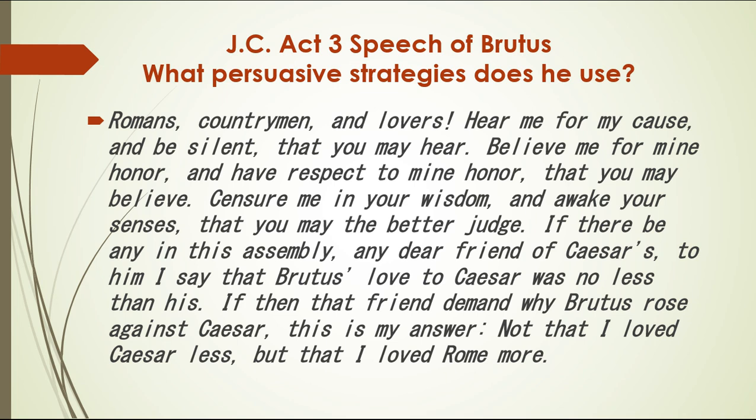"As Caesar loved me, I weep for him. As he was fortunate, I rejoice in it, and as he was valiant, I honor him." So here he is saying that Caesar was his closest friend, and he now weeps for him. When he was fortunate and victorious in his invasions, I rejoiced in it, I celebrated it. And this is also mentioning the facts. As he was valiant, as he was a courageous warrior, I honor him.